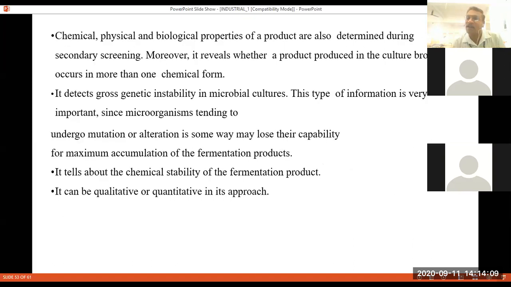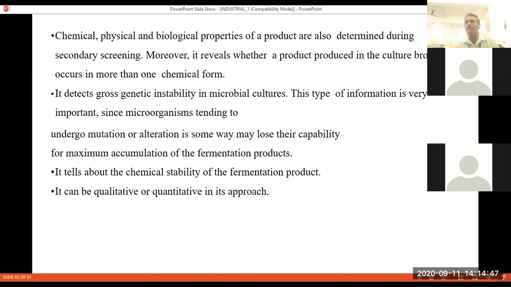That information is associated with chemical properties and physical properties, but as microbiologists, we are very much interested in biological properties. Biological properties means whether my culture is inhibiting another type of bacteria or not, whether my culture secretes certain antiviral chemicals or not. That is a biological property of the product, and it is also determined during the secondary screening.